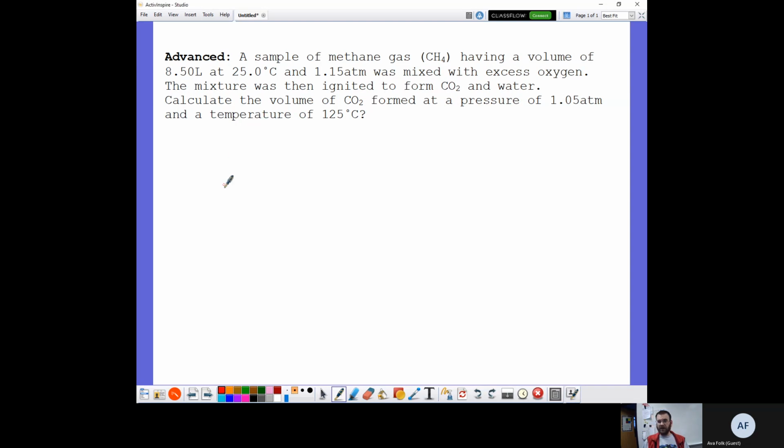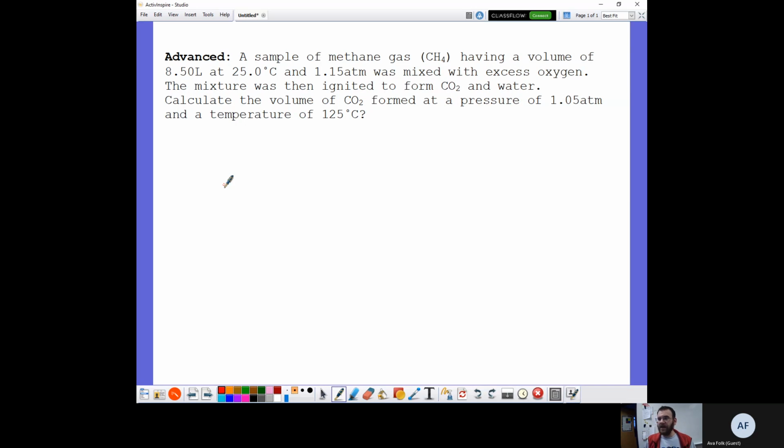Okay, so looking at this advanced problem number 9 for the ideal gas law, we've got a sample of methane gas, and we burn it, and it makes carbon dioxide, and we want to calculate the volume of that carbon dioxide formed at a set pressure.